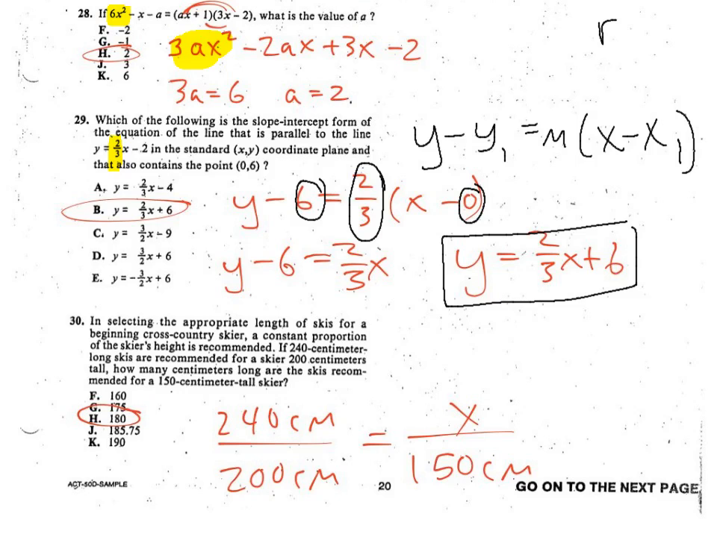And finally, looking at number 30, all we're doing is setting up a proportion for this one. We have 240 centimeter skis recommended for a skier 200 centimeters. So I have the length of the skis on top over the height of the skier on the bottom. And when we're looking for how long the ski should be, that's why we're calling that x on top and the height of the skier on the bottom. And that's how you always want to compare it: ski length on top, height of the skier on the bottom, and cross multiplying and dividing we get 180, letter H.